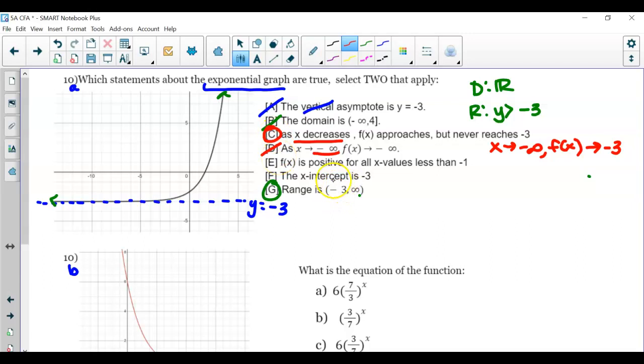Notice how the x-intercept, well, if the x-intercept was negative 3, then it would have been crossing over here. But our x-intercept is over here, approximately between 1 and 2. And this says f of x is positive for all x values less than negative 1. Well, because it said less than, we're talking about all these, which are negative values, not positive, so the answer was only C and D.